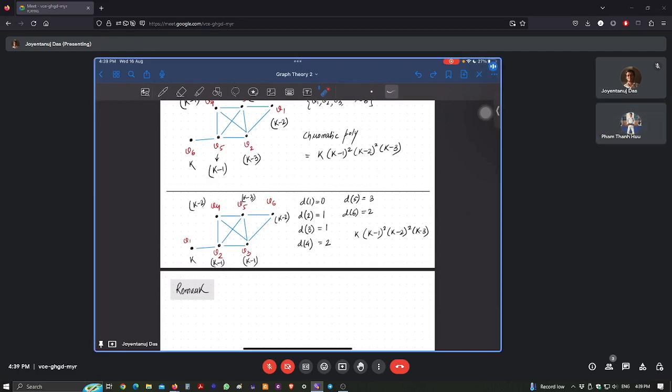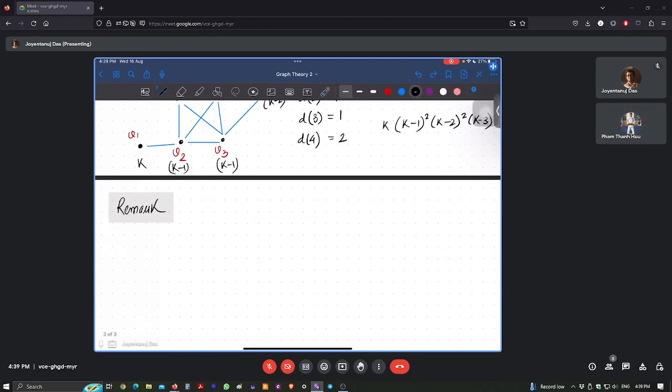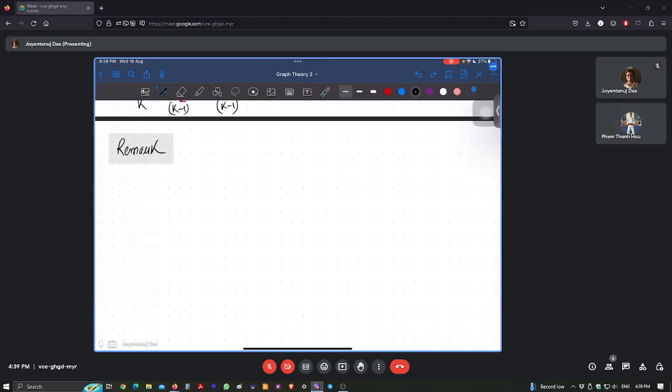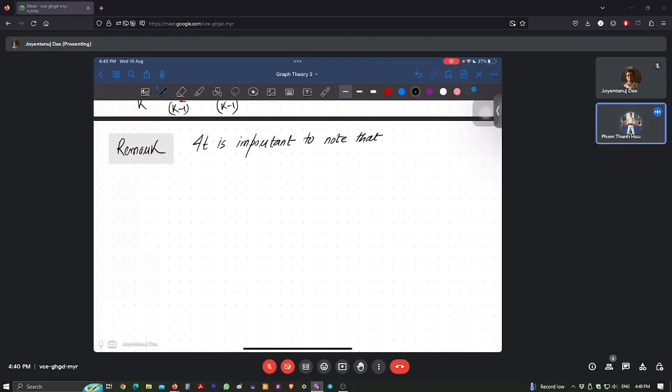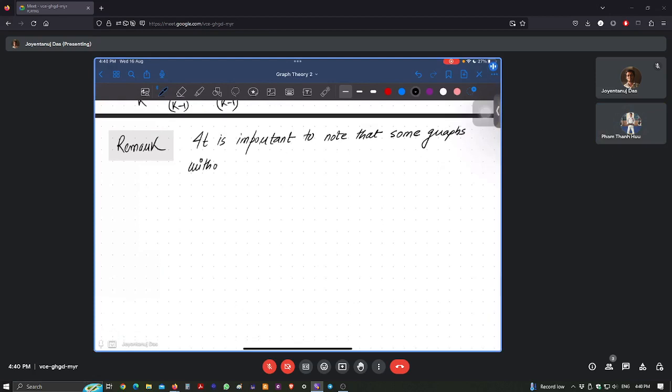Okay, so that is the next remark, based on that observation. It is important to note that some graphs without a simplicial elimination ordering also... So it is possible that every graph may not have this simplicial elimination ordering.